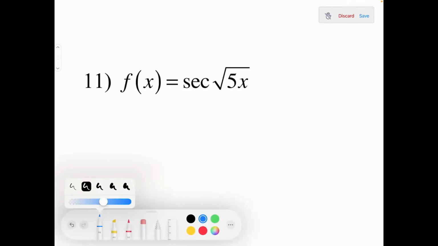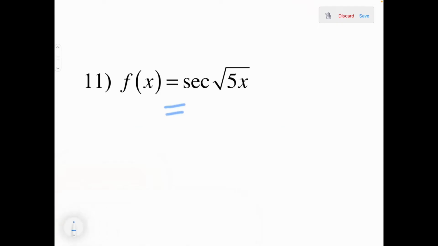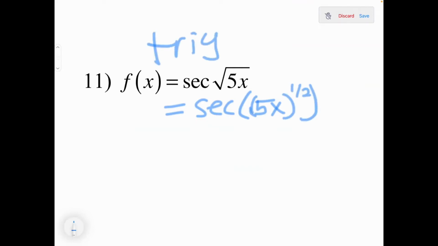All right, secant to the square root of 5x. This is the same as secant, and in parentheses, we're going to have 5x. I'm going to do double parentheses here, raised to the 1/2 power. So this would be trig rule in this case.